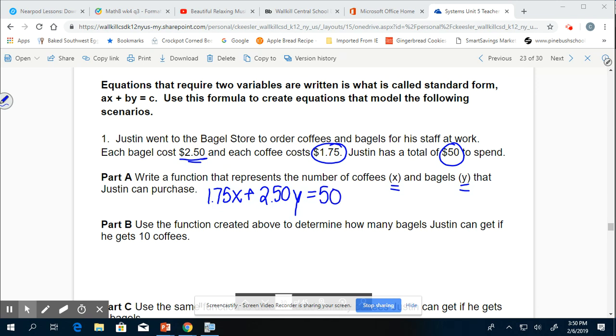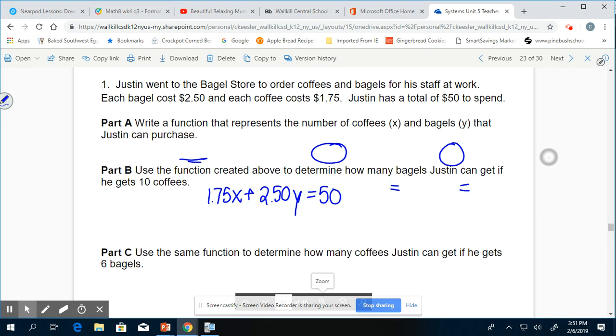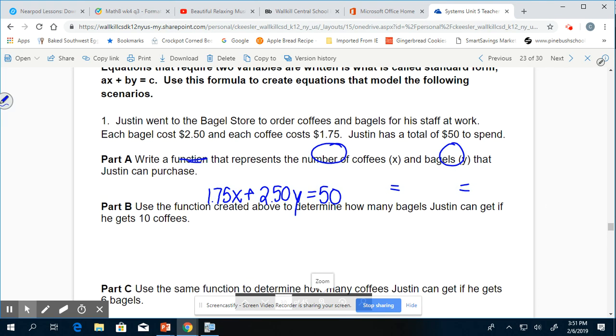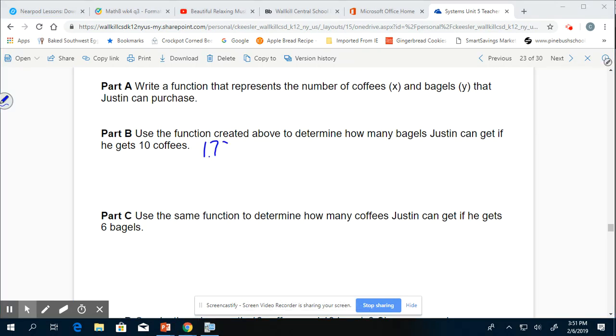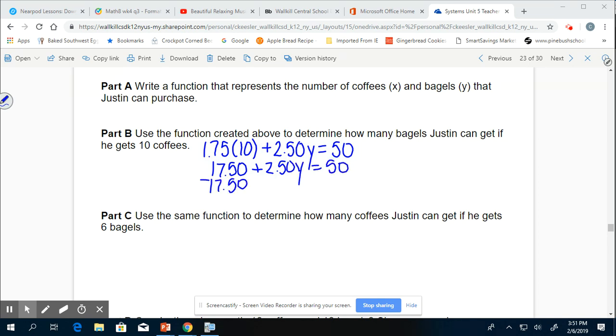Part B. Use the function created above to determine how many bagels Justin can get if he gets 10 coffees. Remember, coffees are our x, so we're going to plug 10 in for x and solve for y. So we have 1.75 times 10 plus 2.5y equals 50. 1.75 times 10 is 17.50 plus 2.50y equals 50. Subtract the 17.50.